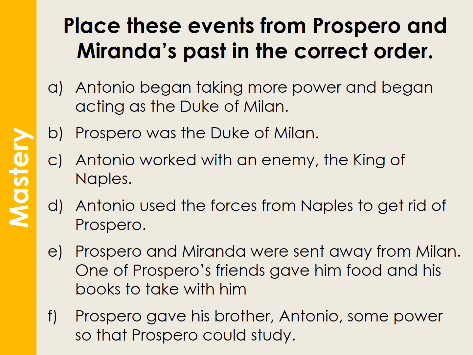Okay, so A, Antonio began taking more power and began acting as the Duke of Milan. B, Prospero was the Duke of Milan. C, Antonio worked with an enemy, the King of Naples. D, Antonio used the forces from Naples to get rid of Prospero. E, Prospero and Miranda were sent away from Milan. One of Prospero's friends gave him food and his books to take with him. And F, Prospero gave his brother Antonio some power so that Prospero could study.